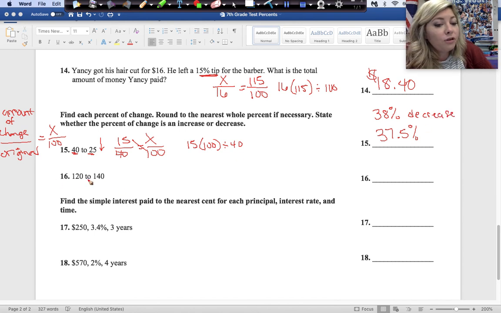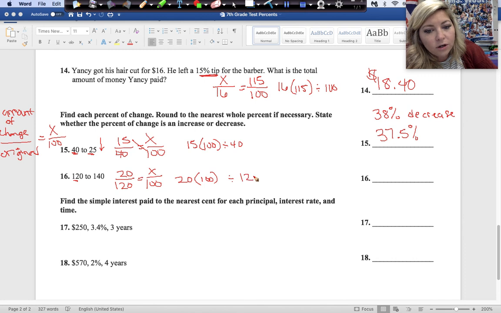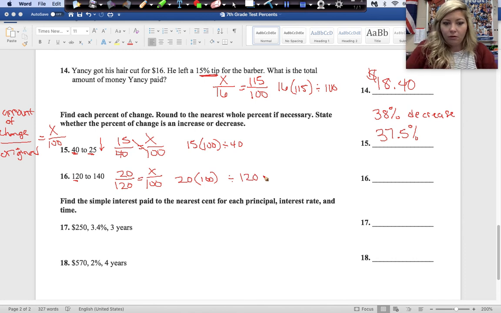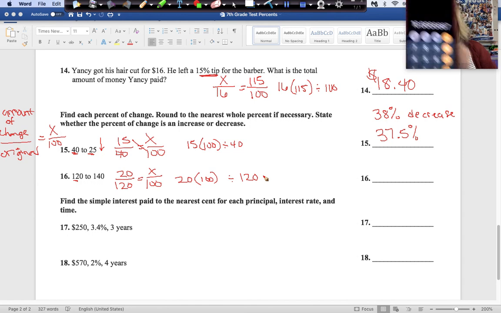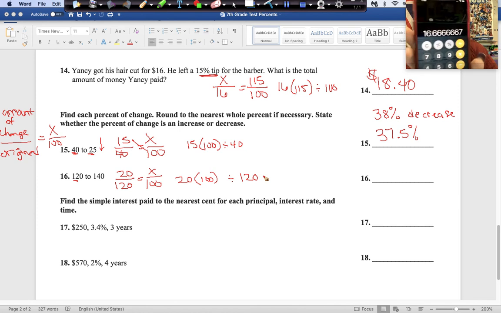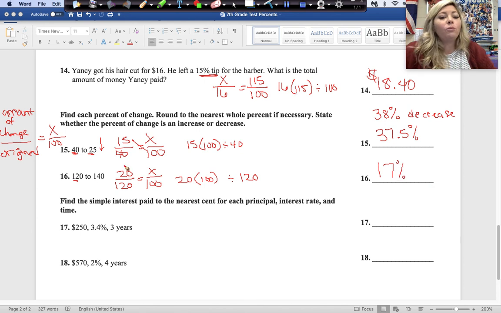Decreasing. Okay. For the next one, 120 to 140 is 20 because 140 minus 120 is 20. The original is 120 that goes on bottom equals x over 100. So 20 times 100, which is 2,000, divided by 120. Okay, so we get a long repeating decimal. We want to round that to the nearest whole percent, which would round to 17%. Okay, and from 120 to 140, we are increasing, so our answer is going to be 17% increase.